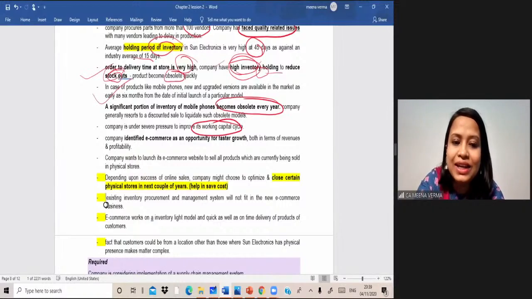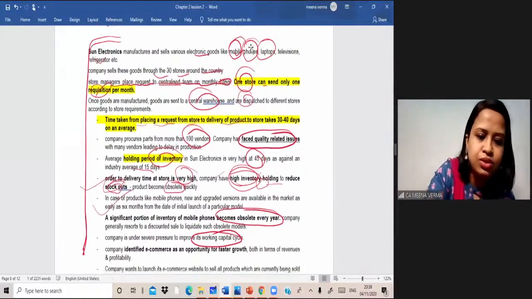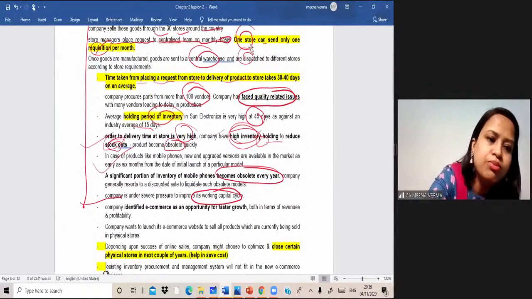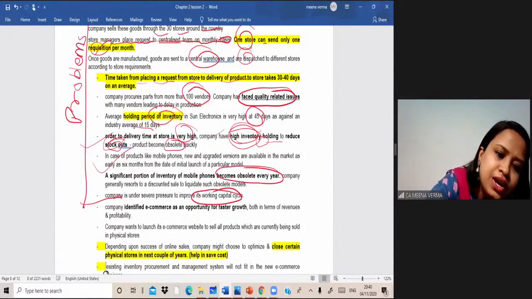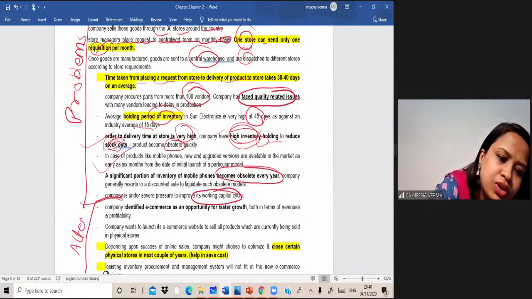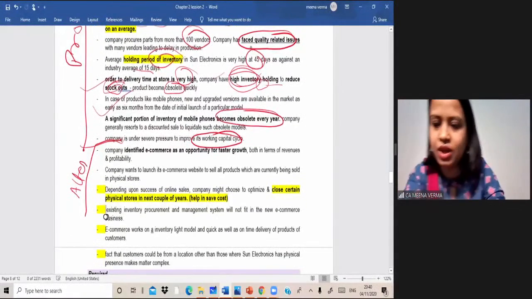Now the company identified e-commerce. These are the problems the organization is having. From here to this point are the problems the company has discussed. Now the company is talking about alternatives. What is the solution to the problem they are talking about?